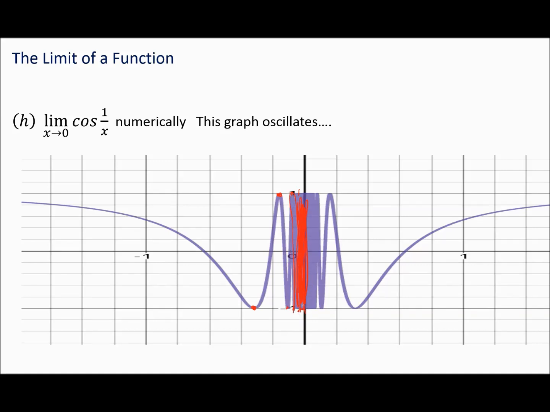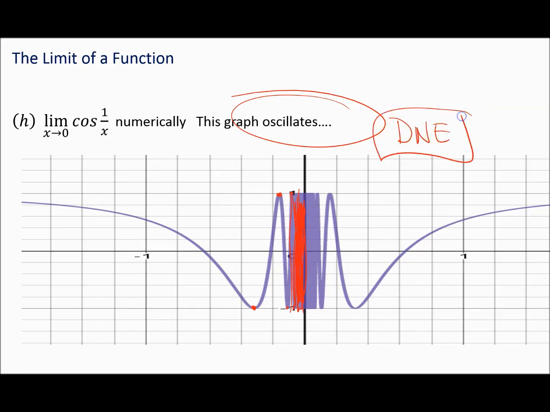And obviously it's doing it on the other side as well. So there's "oscillates" written properly. Okay, and what does that mean? It means the limit does not exist if the graph bounces back and forth between two different numbers.